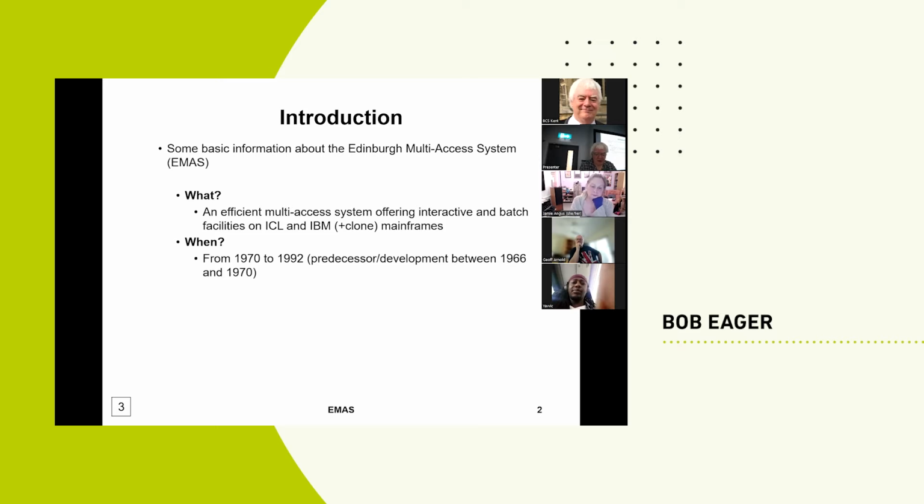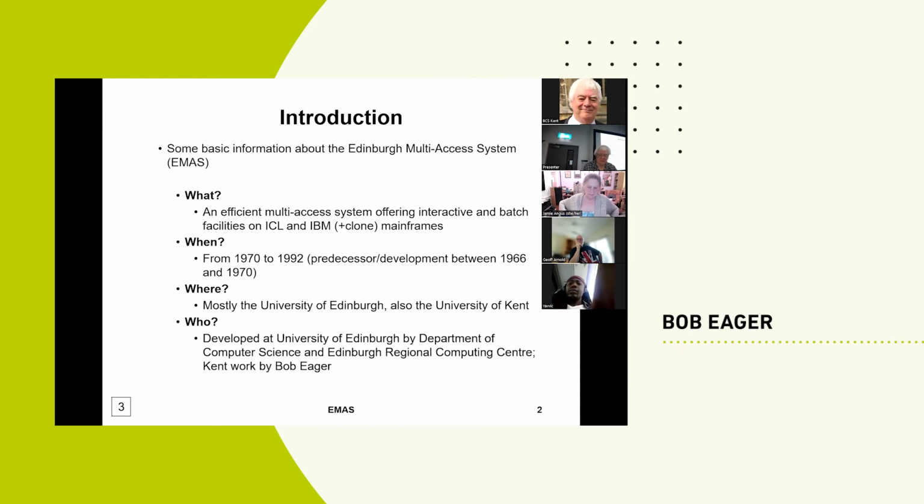When did they run it? Well, they ran it from 1970 until 1992 at Edinburgh, which is a very long time. And the predecessor and the development phase happened between 66 and 70, when it wasn't even ICL, it was English Electric. Mostly it was at the University of Edinburgh, but between 78 and 86, it ran at the University of Kent, and I looked after it. It was developed at the University of Edinburgh, obviously. It was a sort of joint effort between the Department of Computer Science and Edinburgh Regional Computing Centre, which got formed somewhere along the way. And I did work at Kent to make some changes to it as well.